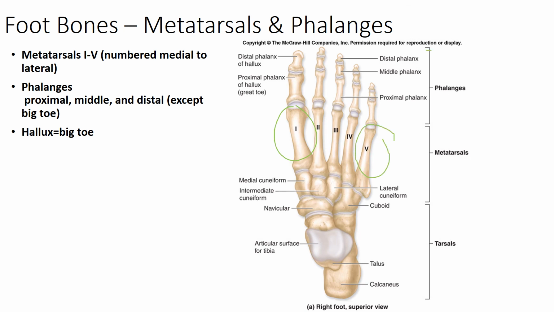Then we have the phalanges that make up our toes, and similar to that within our fingers, we have a proximal row, we have a middle row for phalanges 2 through 5, and then all of them have a distal phalanx. Now, our big toe, special name for this, is our hallux.